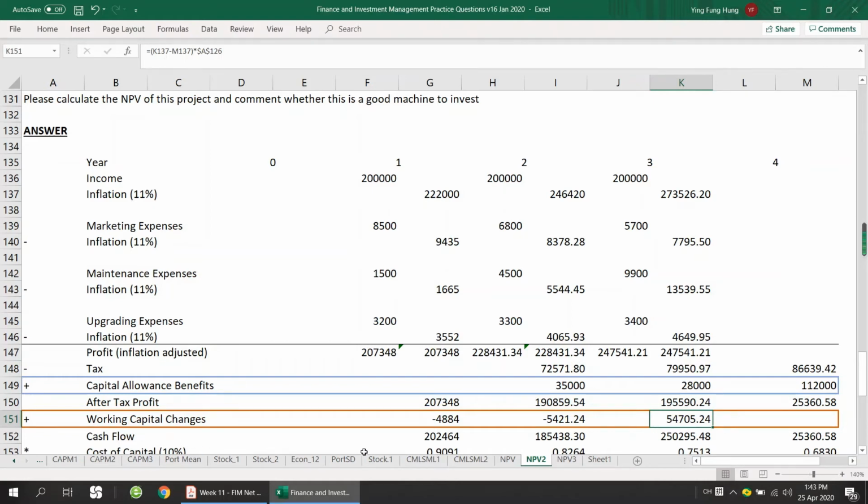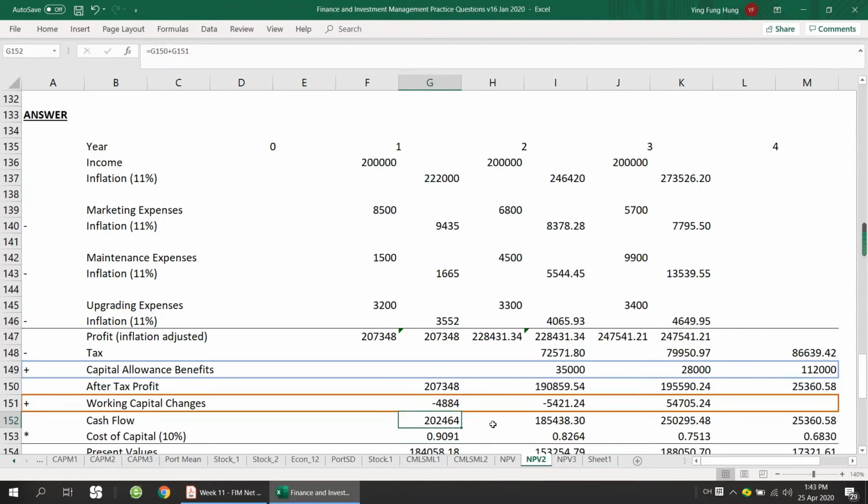Now the cash flow can be obtained by adding the after-tax profit with the working capital changes. Therefore, in year 1, what we will get for the cash flow is this 207.348 thousand minus this 4.884 thousand for the working capital changes. Then this will give us a cash flow of 202.464 thousand for the cash flow in year 1.